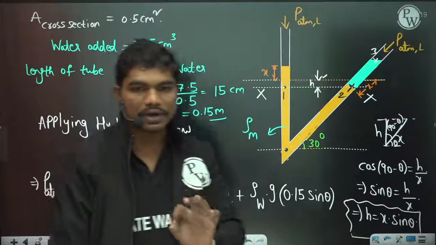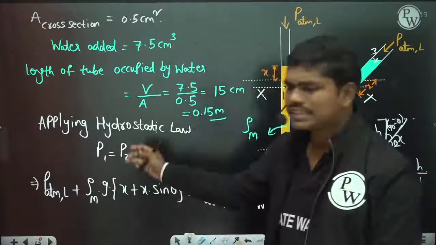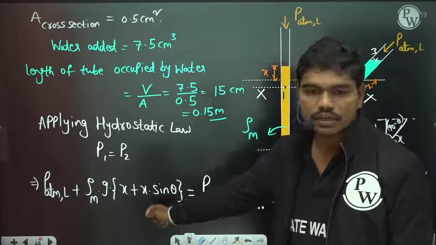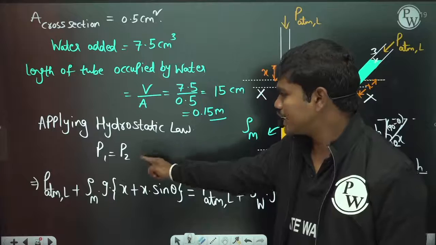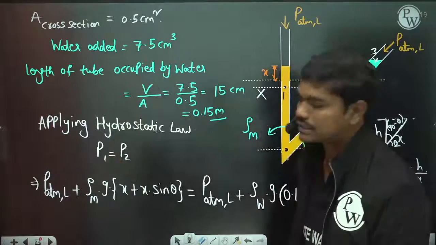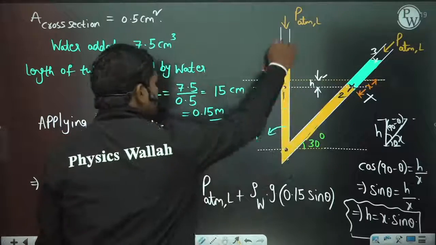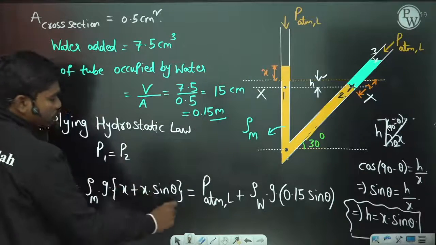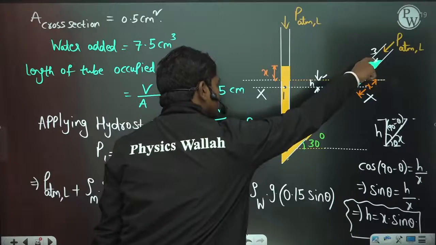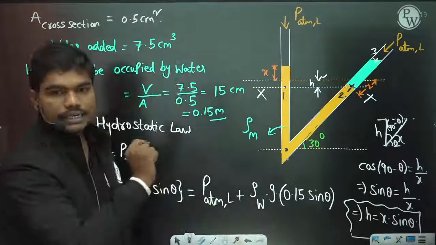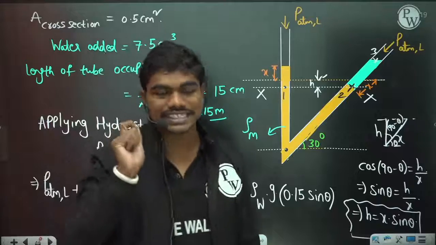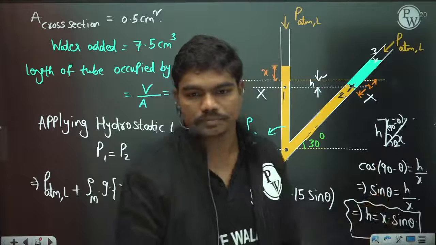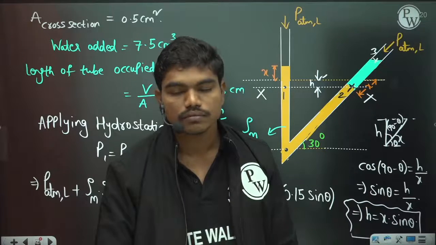Did you all understand how we generated that equation? Calculations we'll see now, only substitution and simplification is there. But first of all, did you understand how we have generated this equation? This is the hydrostatic law we have applied. So pressure in the left limb is equal to P1, which is equal to PATM plus pressure due to this much column of manometric fluid. This is equal to PATM local plus pressure due to this water column, which is rho w g into 0.15 sine theta. So is this clear to all of you? This is one very good question. We need to use a lot of concepts here, as you have seen. Is this clear to all of you?